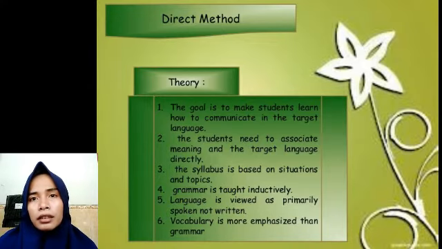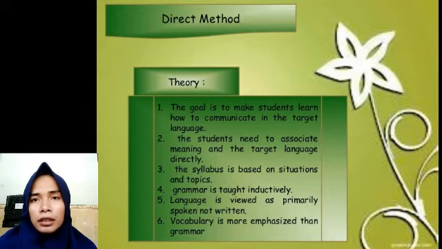And next, direct method. The direct method has six characteristics. Number one, the goal is to make students learn how to communicate in the target language. The second, the students need to associate meaning in the target language directly. And the third, the syllabus is based on situations and topics.